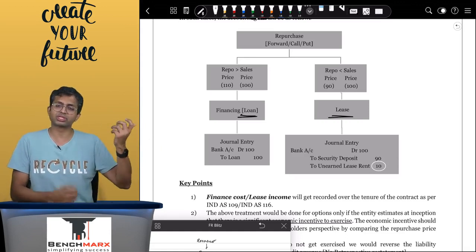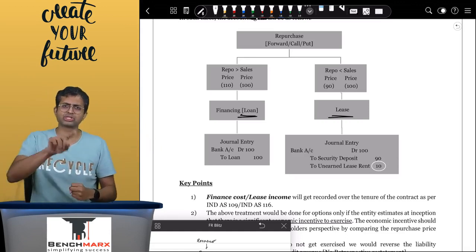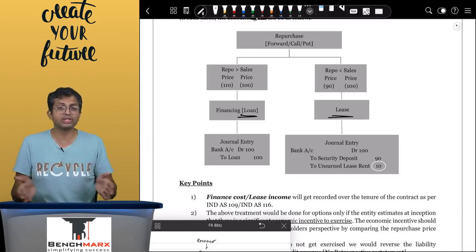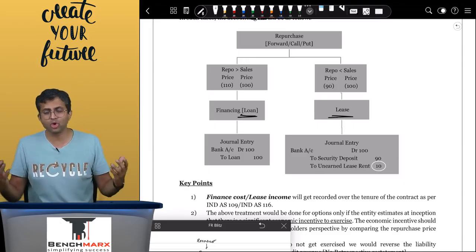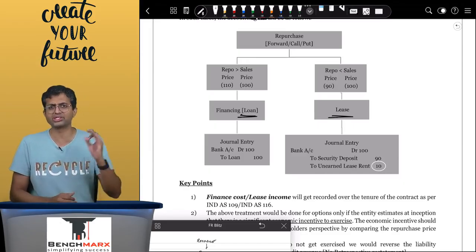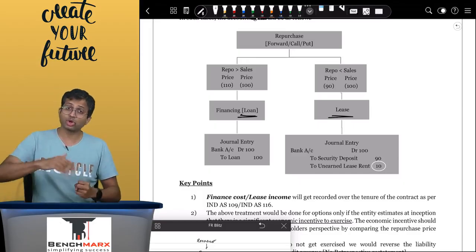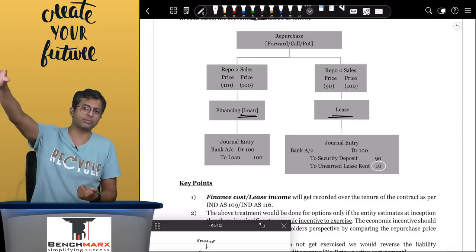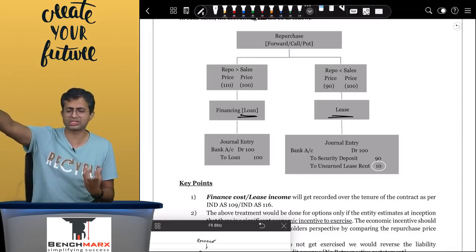Sir, but what if the repurchase happens? Well, if the repurchase happens, then purchase account debit to bank. You will not really show it as a loan or a lease, because we don't think that there's a significant economic incentive to exercise. The same can also apply in case of a put option which is with the buyer. Put option is the right to sell, call option is the right to buy.